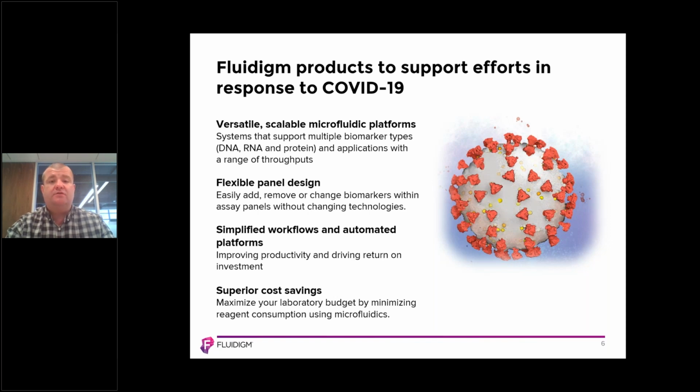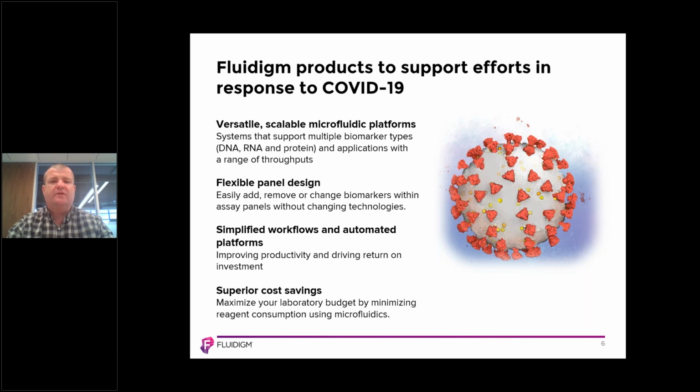The Fluidigm response also showcases simplified workflows and automated platforms. What we mean by that is that we're able to improve productivity and drive a return on investment, because our workflows have low hands-on time but maximal data output. And the whole foundation of microfluidics relates to using very small reaction volumes. In using these very small reaction volumes, we're able to offer superior cost savings, maximizing the lab budget by minimizing reagent consumption.